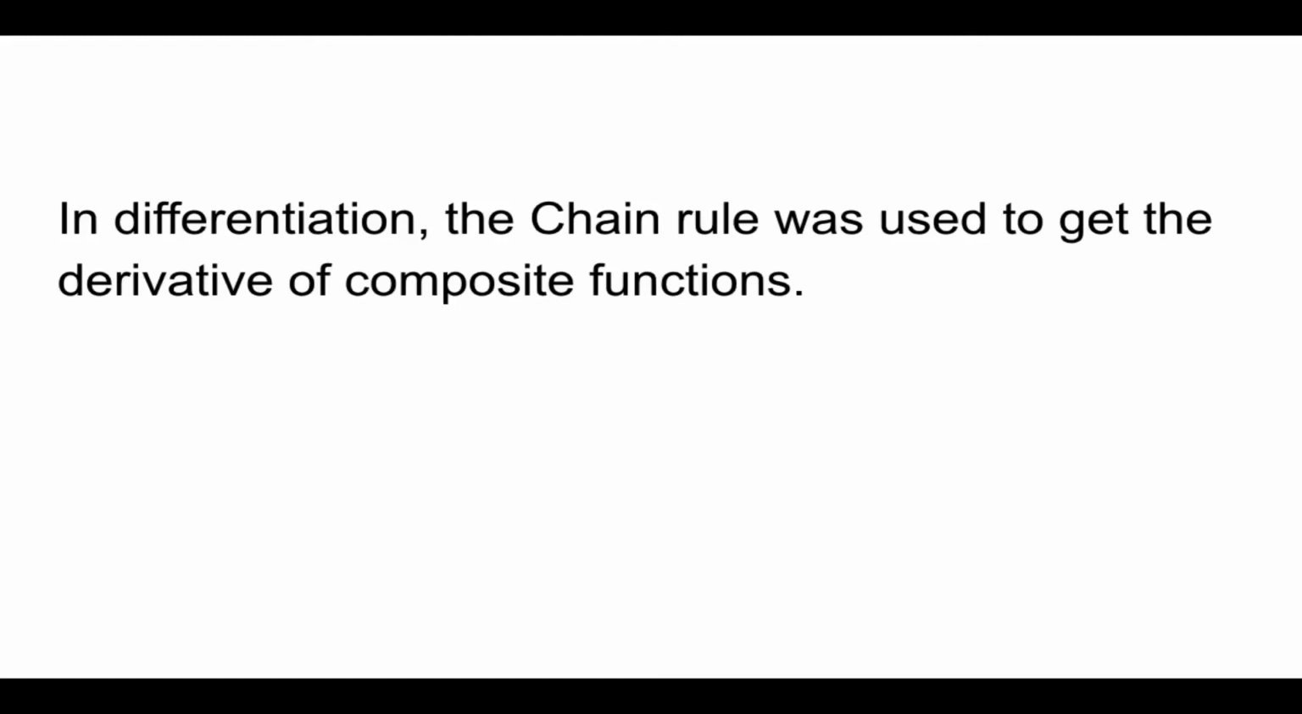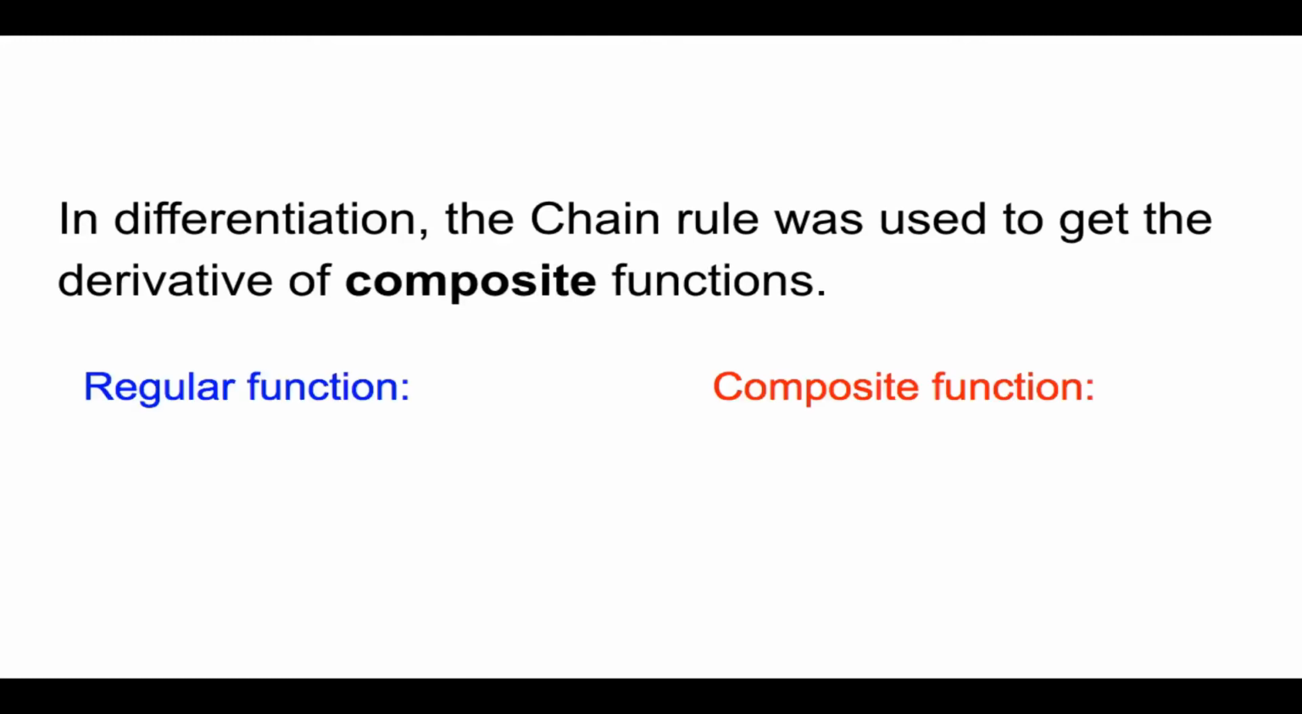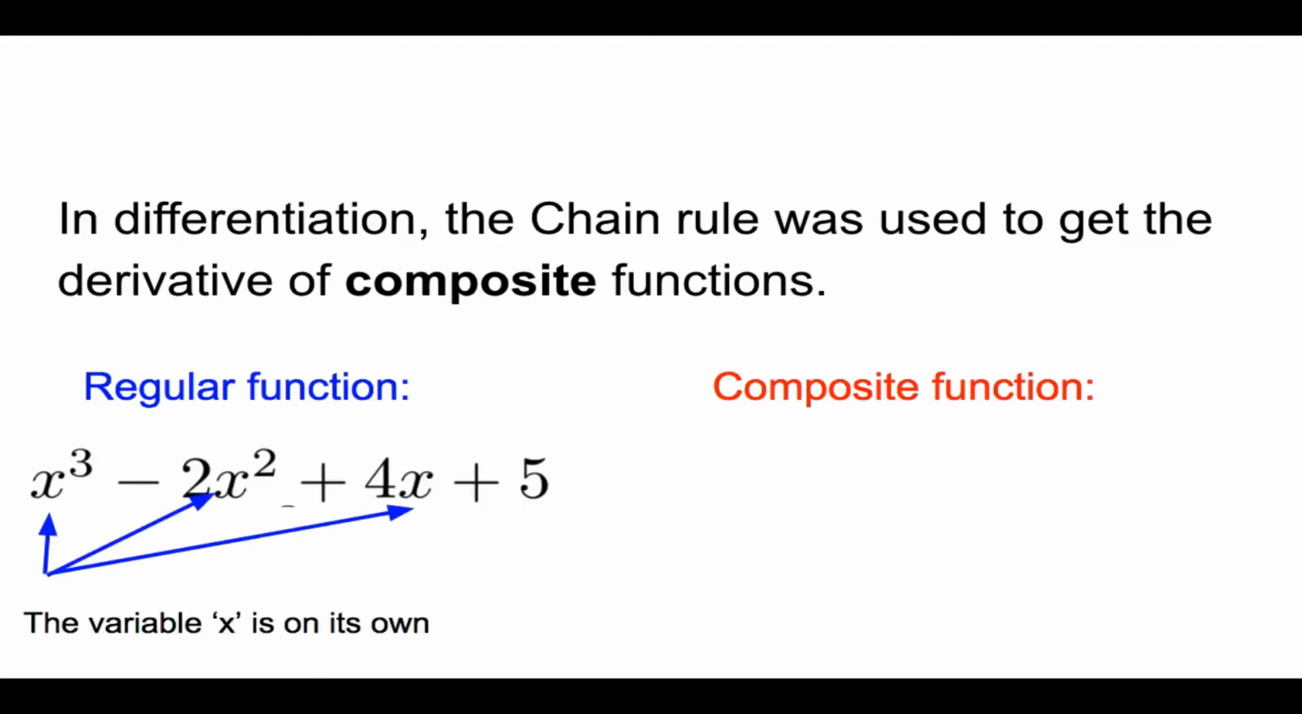So when getting derivatives, the chain rule was used to get derivatives of composite functions. Remember what a composite function was? We had regular functions that look like this. The meaning of a regular function, as opposed to a composite function, is that the variable x is on its own. You don't see anything else in the structure of the function. You see powers over there, or the x as an argument of the function. It's on its own. And a composite function looks something like this.